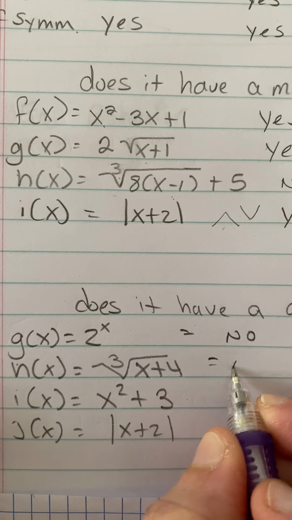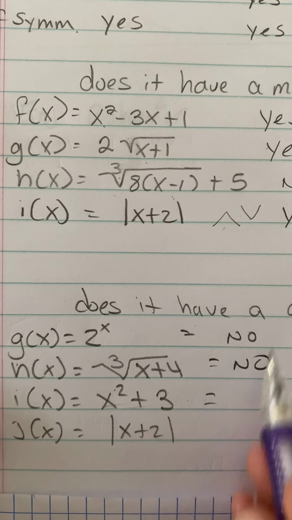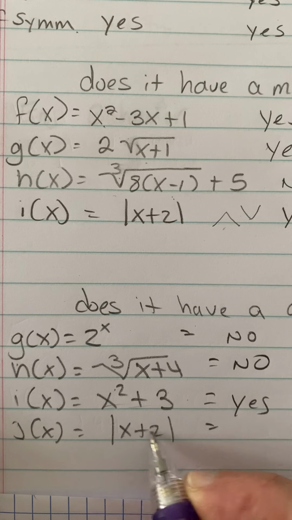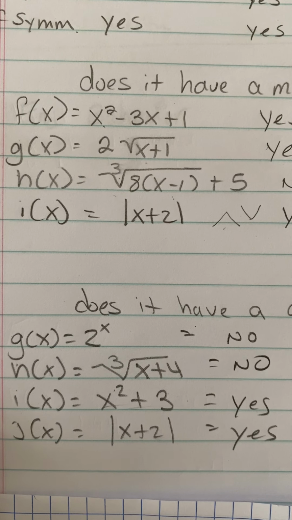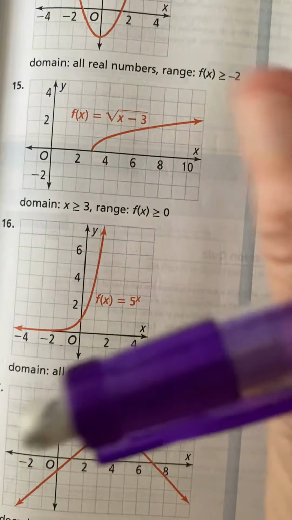So no. This is a quadratic. Quadratics are very symmetrical. It does have an axis of symmetry, and so do absolute values. Okay. What I think is really cool about this lesson is it's going to ask you about end behaviors.